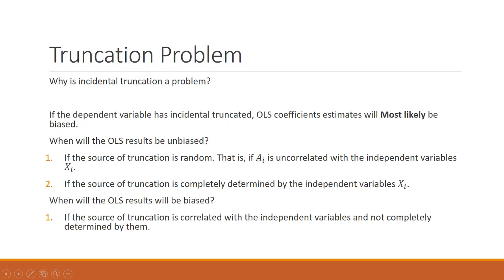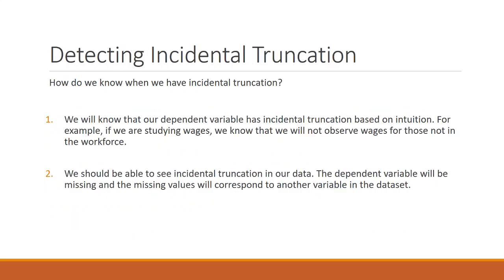All right, or if the source of truncation is completely determined by the independent variables. Okay, if those conditions aren't true, then our OLS estimates will be biased. All right, detecting incidental truncation. How do we know if we have incidental truncation?